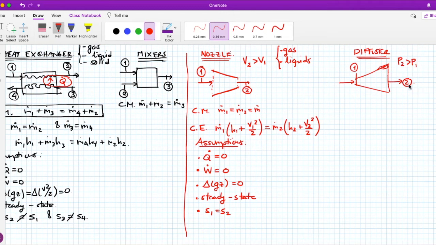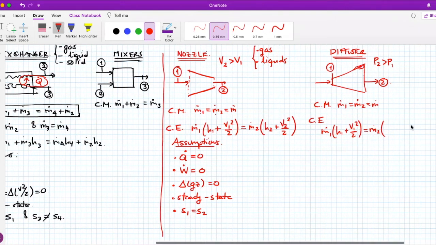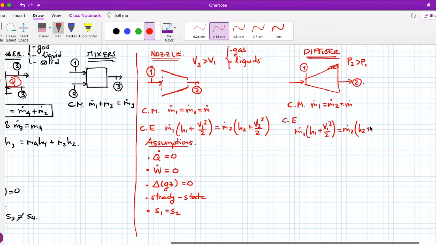That's why you put a diffuser, because you want to increase pressure. Conservation of mass will take you to m1 equals m2 equals m dot, okay? Conservation of energy, well, surprise: h1 plus V1 squared divided by 2 equals h2 plus V2 squared divided by 2. So it's actually the same type of formula.